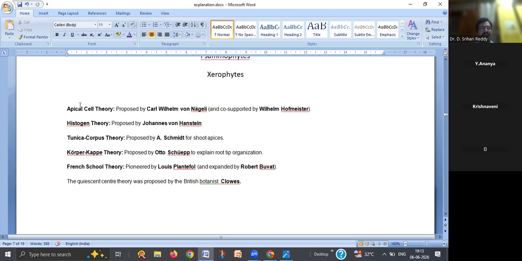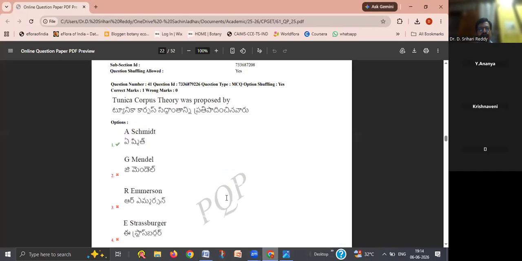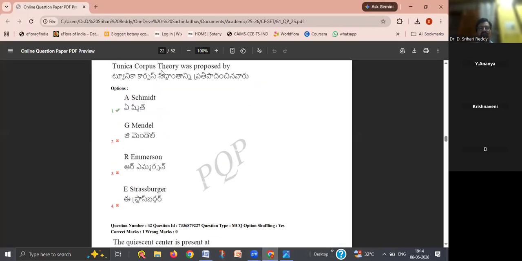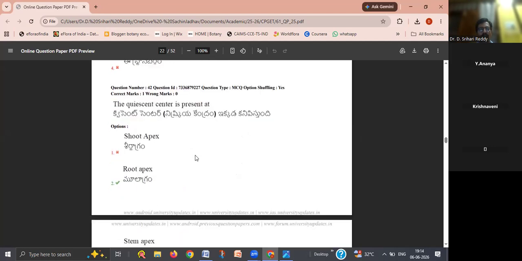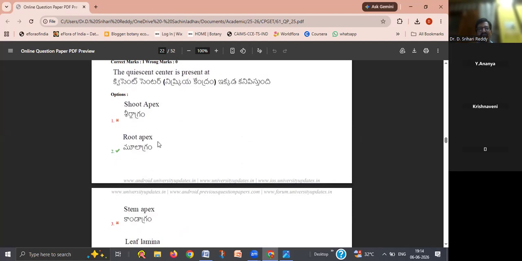So you must remember all these theories and who proposed them. Okay, in the meristem, in the shoot apex theories and in the root apex theories, all these will come. Okay, so next. So the question: the tunica corpus theory was proposed by Schmidt. And quiescent center, it is a concept I already discussed with you. Quiescent center is present in case of the root apex.